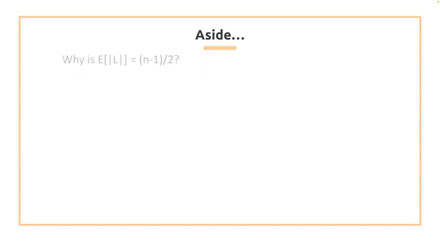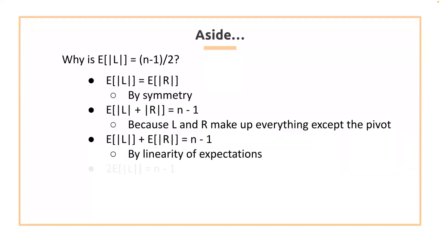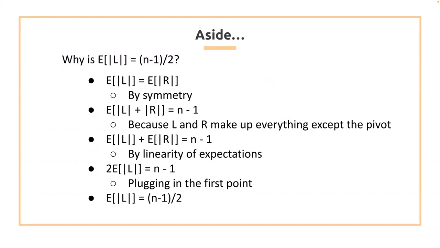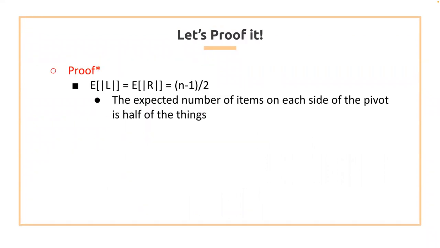Now, do I need to cover why the expected size of one side is (n minus 1) divided by 2? No, okay. Well, I will leave the slide up here. It has the entire argument. It basically has to do with symmetry and linearity of expectation. But just believe me that the left and the right side in expectation get split in half. If I pick an element at random, the array gets split in half in expectation. So obviously not every time, but in expectation, if I take the average, it gets split in half.